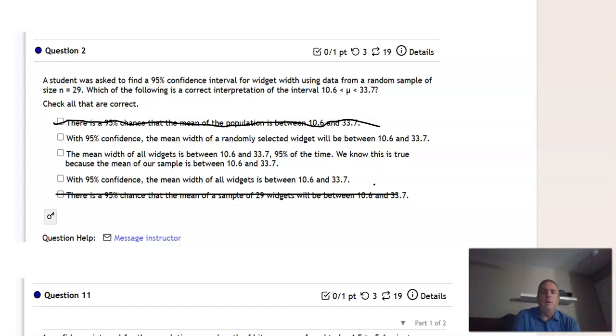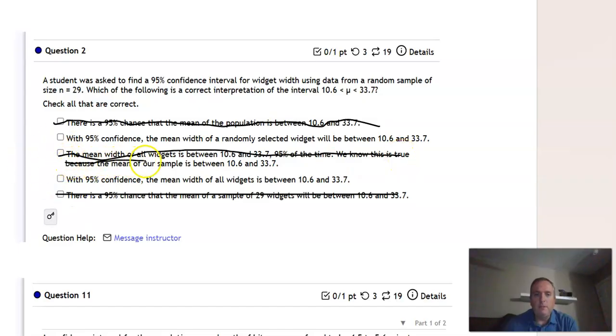All right, I'm looking at that middle one as well. It says the mean width of all widgets is between 10.6 and 33.7 95% of the time. That makes no sense. So the mean width is a number. It's not a number 95% of the time. It's a number 100% of the time. And it's either between those two values or it's not. So the middle choice does not make any sense.